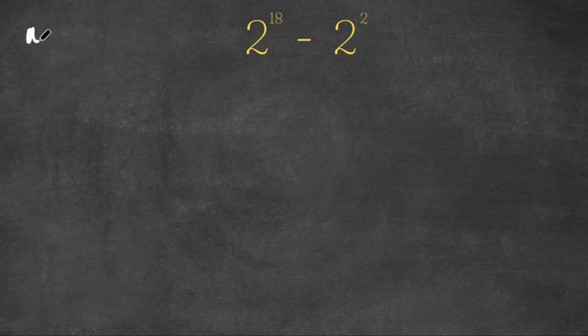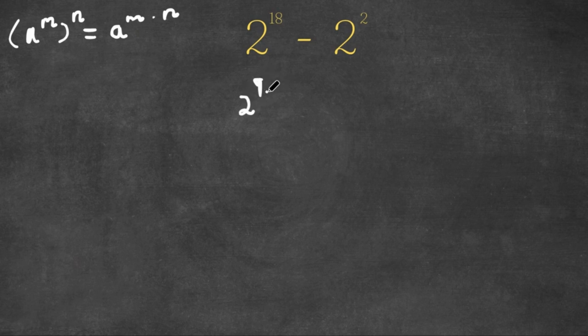So if we have something in the form a to the power of m to the power of n, this can be written as a to the power of m times n. And this same thing actually also works vice versa. If we have something in the form a to the power of m times n, this can be written as a to the power of m to the power of n. So as you can see here, we have 2 to the power of 18, and 18, this can be written as 9 times 2, right? So now we have 2 to the power of 9 times 2 minus 2 squared.